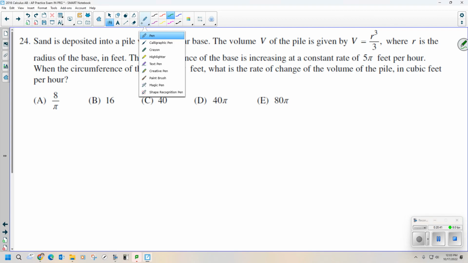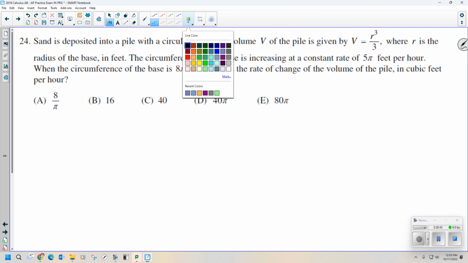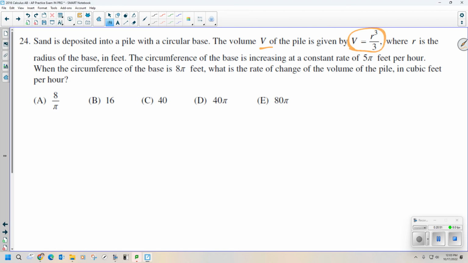All right, so you know I love the calligraphy pen. I ain't ever changing from the calligraphy pen. We'll go back to orange.